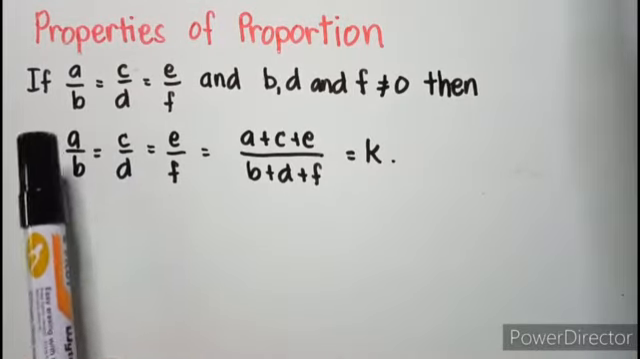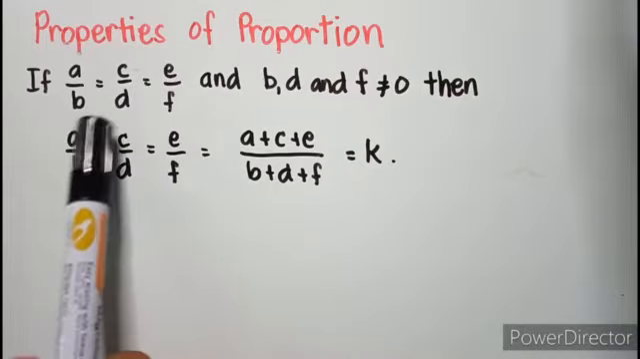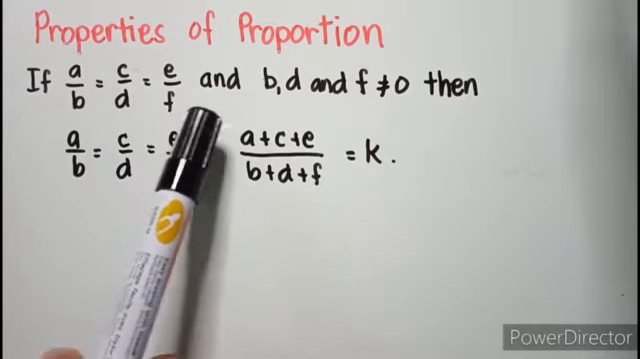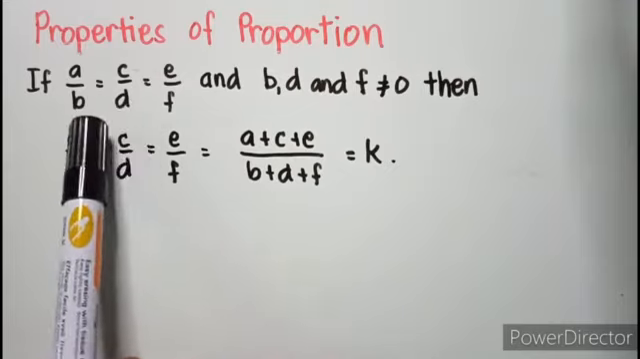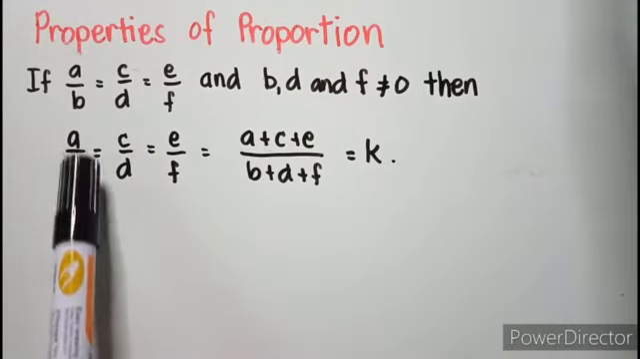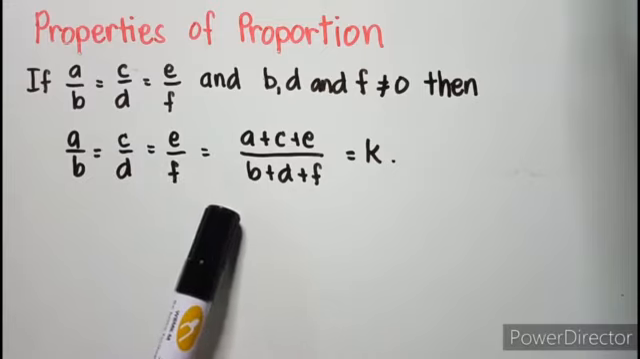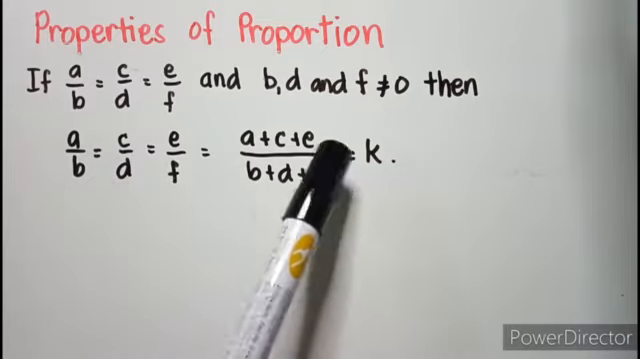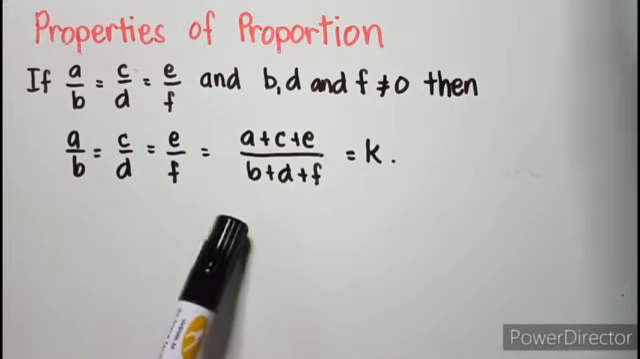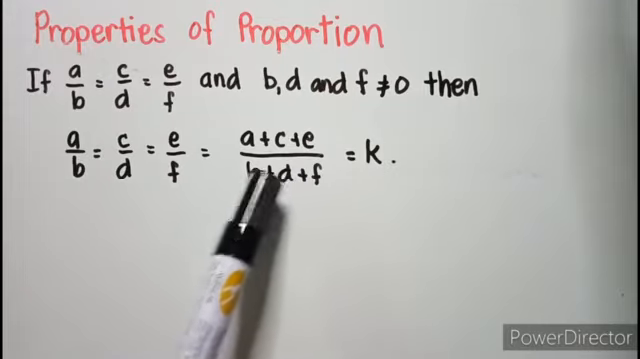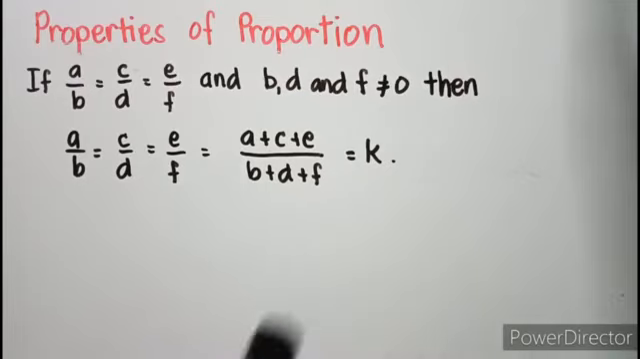Another property: if A over B is equal to C over D is equal to E over F, so you see, the proportion has three ratios. And B, D, and F are not equal to 0, so they cannot be equal to 0. Then A over B is equal to C over D is equal to E over F is equal to the sum of the numerators divided by the sum of the denominators. So, A plus C plus E over B plus D plus F is equal to K.